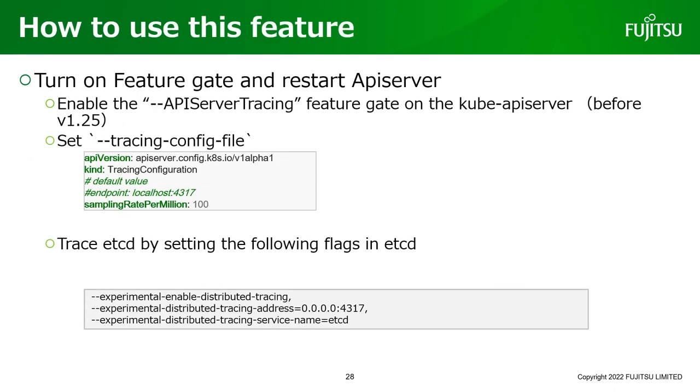So how do we use this feature? Let's turn on the feature gate and restart the API server. First, enable the API server tracing feature gate, then set the configuration for tracing by pointing the tracing config file flag on the Kubernetes API server at our config file, which contains the API server kinds and sampling rate per million. In addition, etcd tracing is enabled by setting the following three flags in etcd.